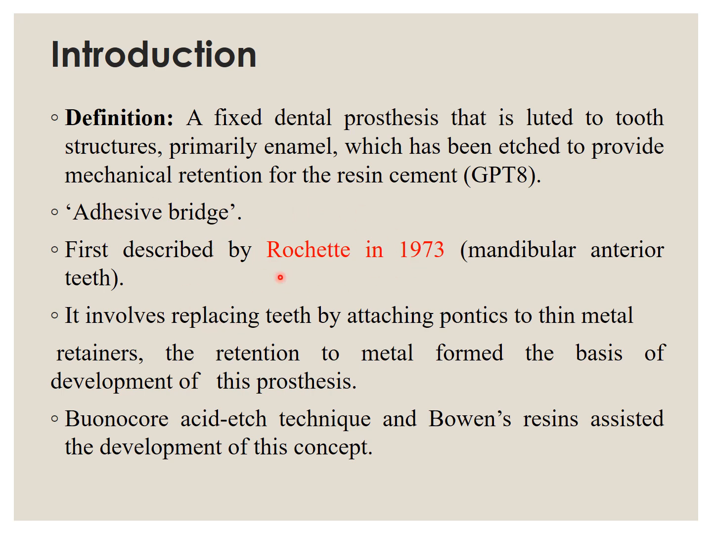It was first described by Rochette in 1973, which involved the mandibular anterior teeth. So it basically involves replacing teeth by attaching pontics to thin metal retainers. The retention to metal formed the basis of the development of this prosthesis. So, based on the retention to metal, this concept was formed. Buonocore's acid etch technique and Bowen's resins assisted the development of this concept further.